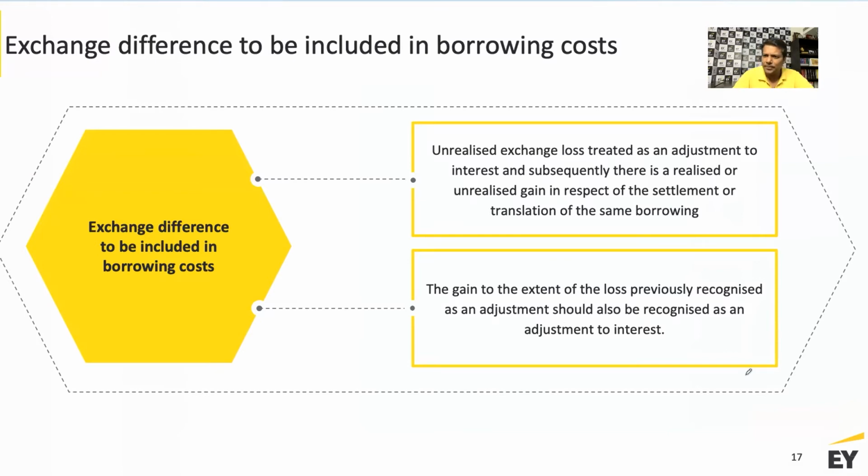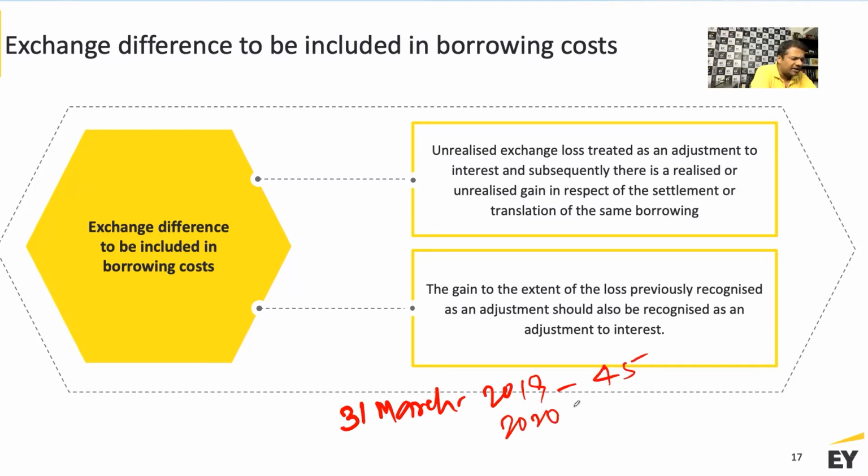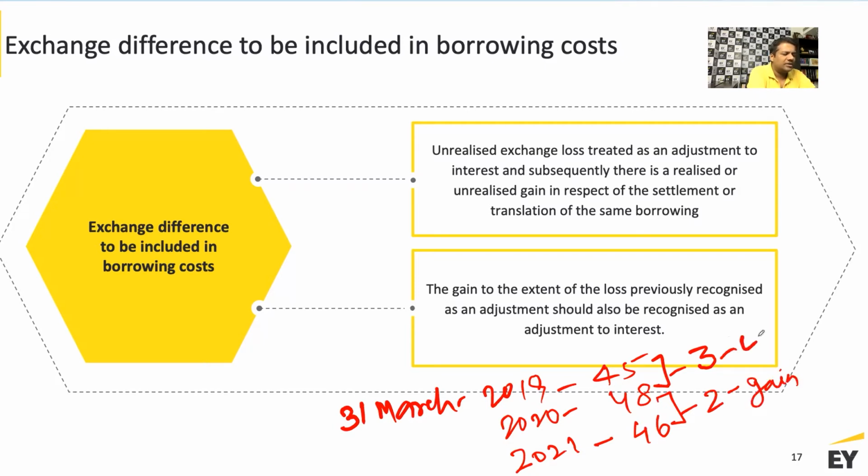Let me explain to you. We have an example as well, but I'm going to just quickly take a minute and help you understand this. If you look at the same example which we talked about, on 31st March 2019, when I borrowed this, it was 45. Then in 2020, it was 48. That means there was a loss of 3. Now, if I fast forward this to 2021, it is possible that it may go back to say 46. Now here, from this period to this period, there is a gain. This is a gain and this was a loss.